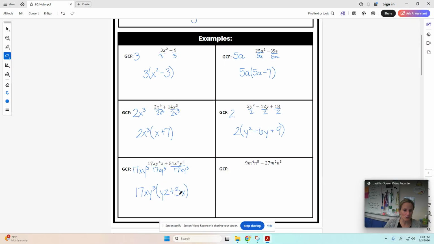And so standard form for this inside part right here means that I need the terms to be in alphabetical order. So I actually need the term with the x to be the first term because it comes first in the alphabet. And then the yz term is going to come second. And I still have the 17xy cubed out in front.